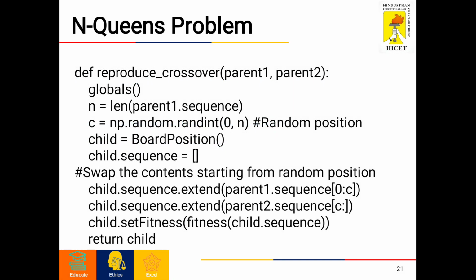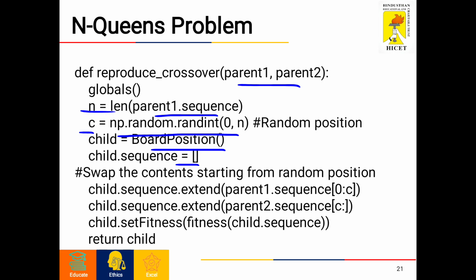Reproduce crossover takes two parents, parent 1 and parent 2, and produces a child. For that, parent1.sequence length will be computed and saved inside n. We generate a random number between 0 and n and save it to C, so C acts as the crossover point. A board position instance should be created, having three attributes: sequence, fitness, and survival. The sequence is assigned an empty list.